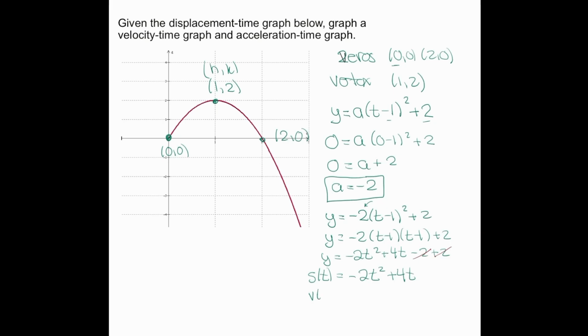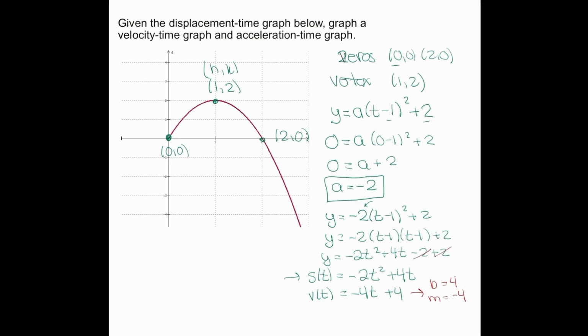Now that we know that, the question is asking us, what's my equation for my velocity time? Well, my equation for my velocity time is simply the derivative of my position time. So I'm going to bring the 2 down and multiply it by negative 2, so I get negative 4t, and then for 4t, the derivative of that is just 4. So now let's graph this on the velocity time graph. What does this mean? For this particular straight line, I have a y-intercept at 4, and my slope is negative 4. So we can go ahead and graph this on here.